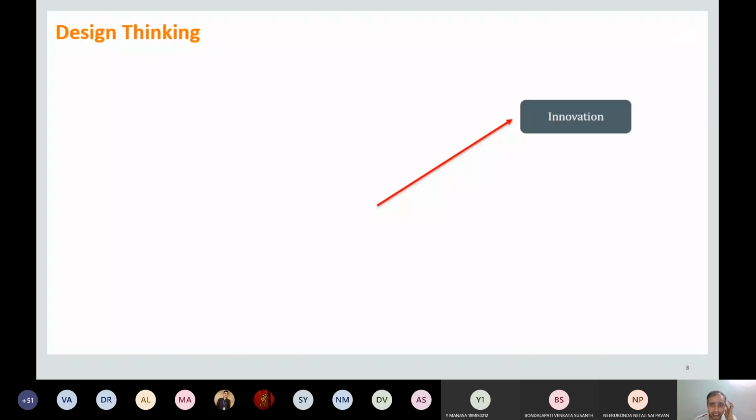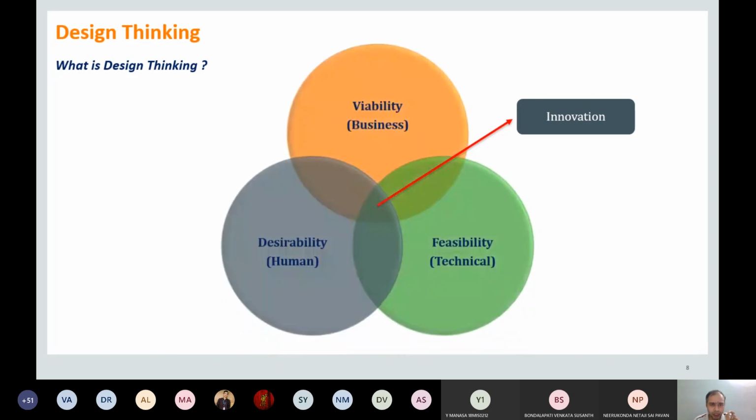What is this design thinking then? Ultimately, it is the idea of bringing an innovative product. Where human, technical and business aspects all coexist, that is called an innovative product. Can you name any innovative products like this?